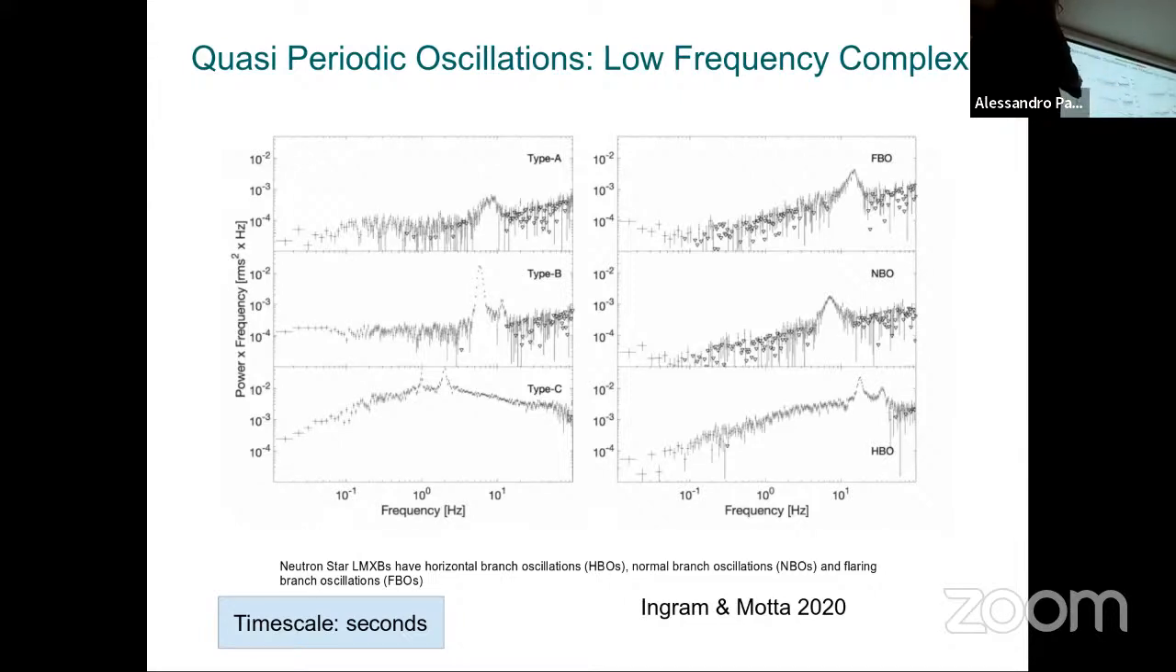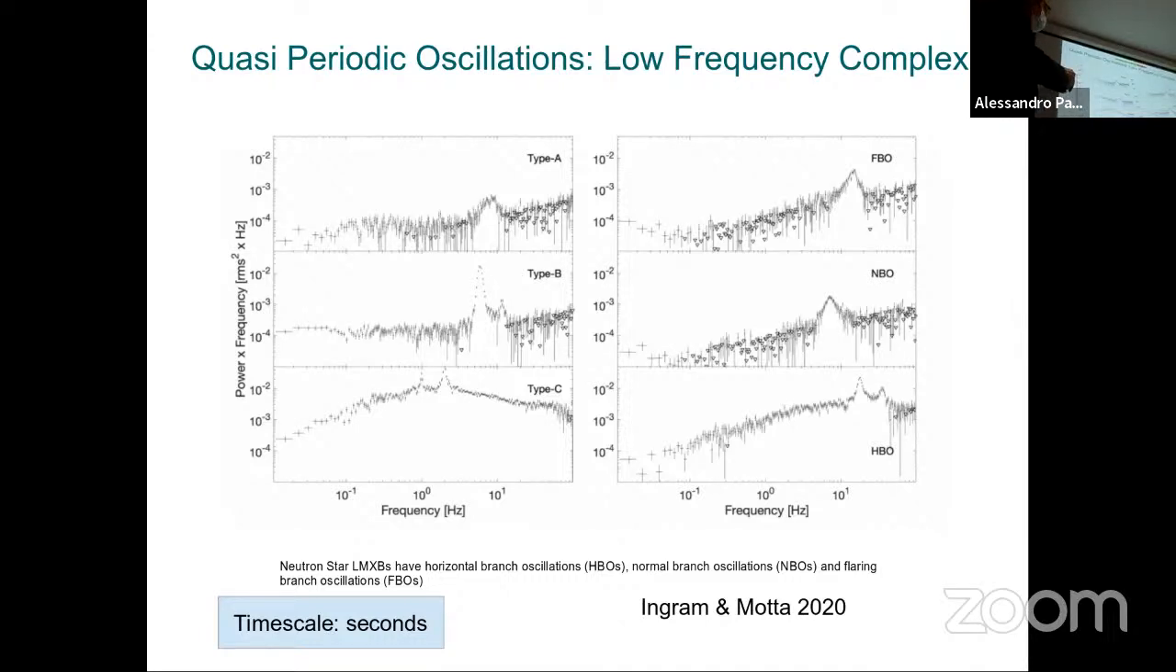Here on the left, you see 3 examples of power density spectra of black hole accreting binaries. And on the right, you see neutron star accreting binaries. And the range of frequencies that are plotted here are relatively low frequencies, so below 100 Hertz. Here the low frequency variability is highlighted, called the low frequency complex.